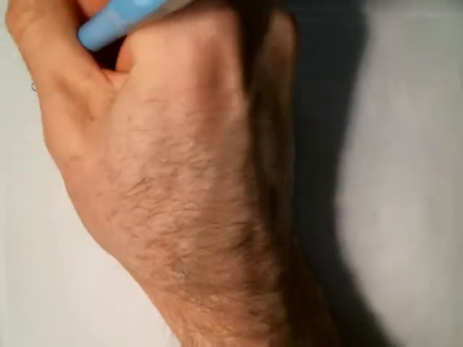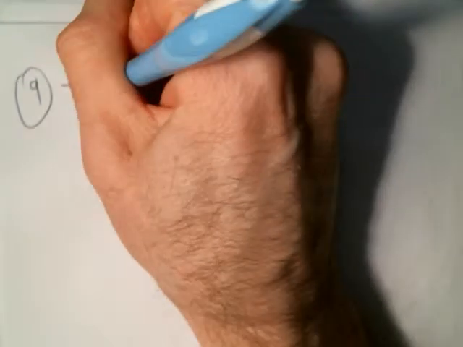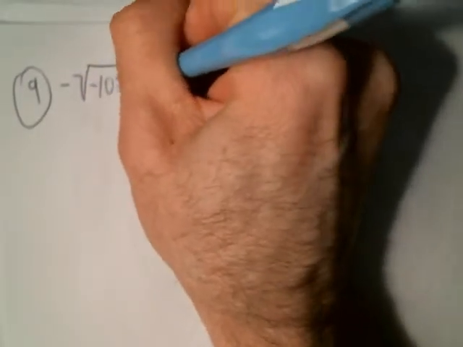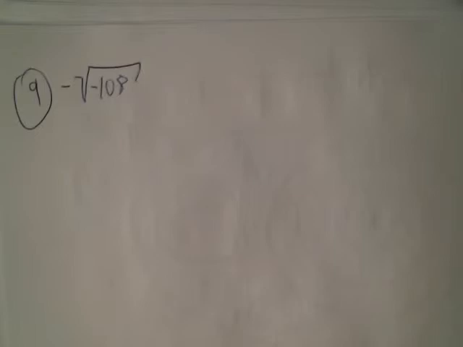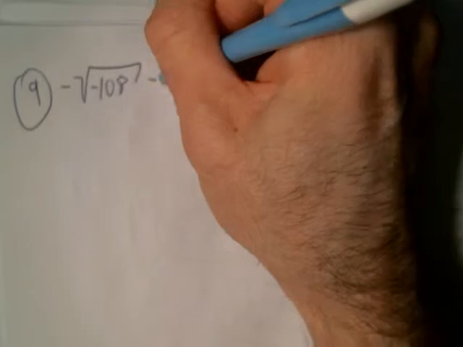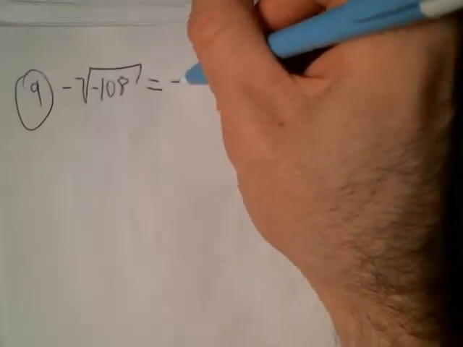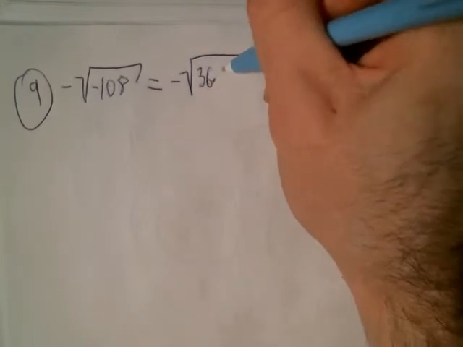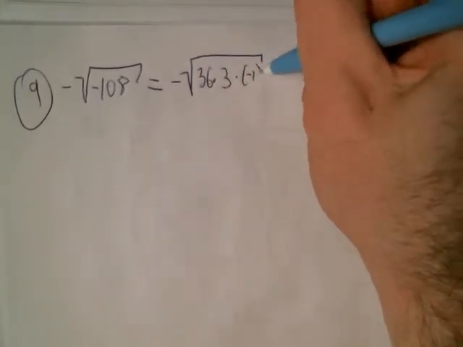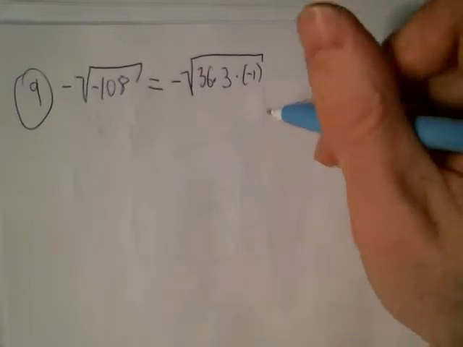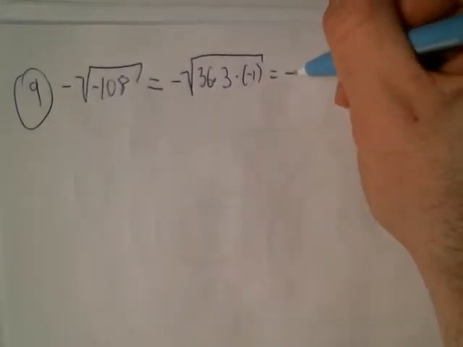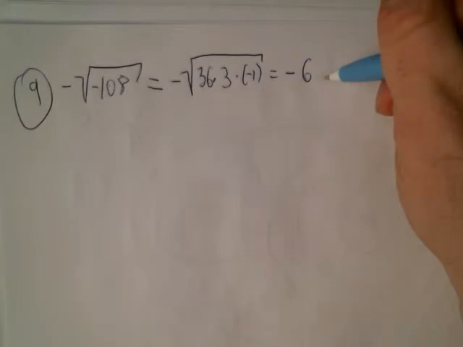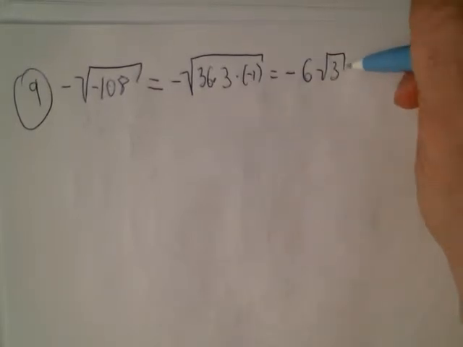Here's number 9. So negative square root of negative 108. So 108 is divisible by 36. So I have the square root of 36 times 3, and then we have the negative 1. So this is negative square root of 36, which is just 6. Then we have a square root of 3. And then square root of negative 1 is just i.